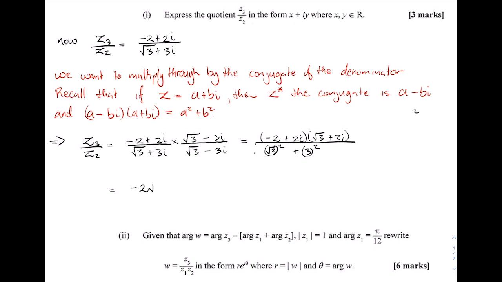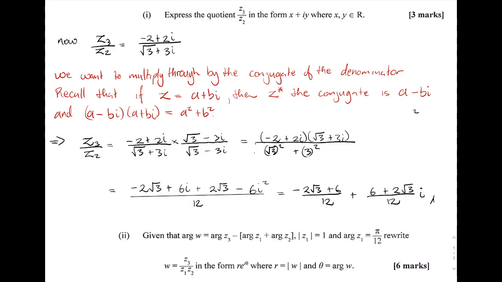which is equal to minus 2 square root 3 plus 6i plus 2 square root 3 i minus 6i squared, all divided by 12, which is the same as (minus 2 square root 3 plus 6) divided by 12, plus (6 plus 2 square root 3) divided by 12 times i. And that is our answer for part 1.